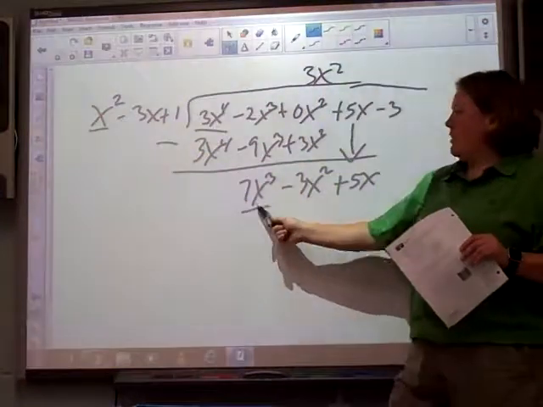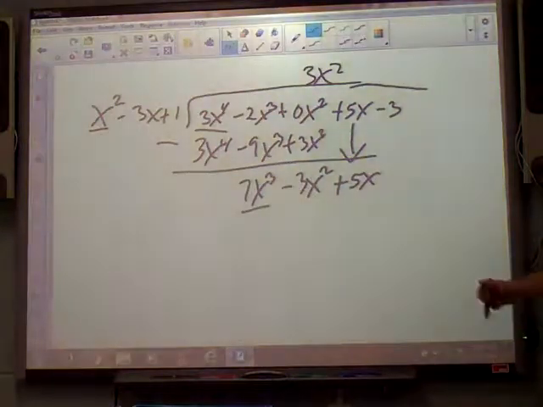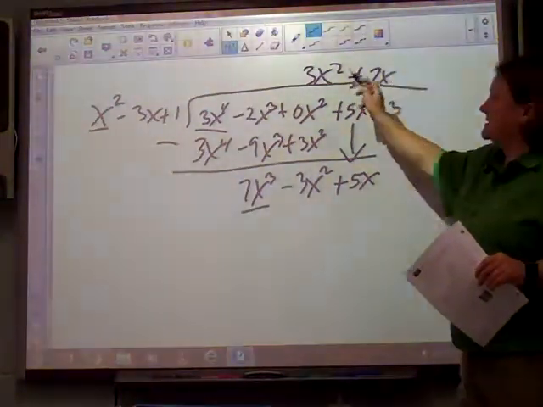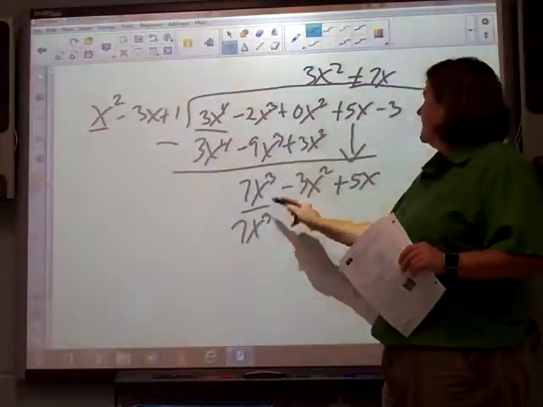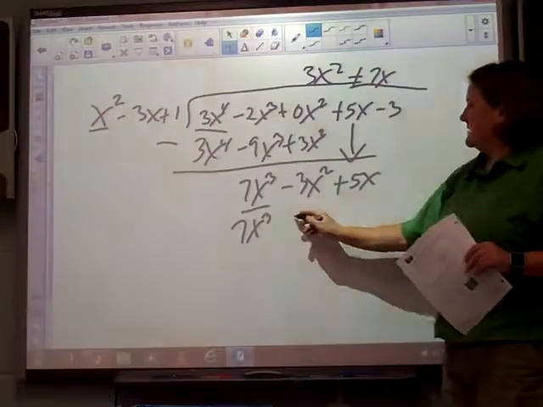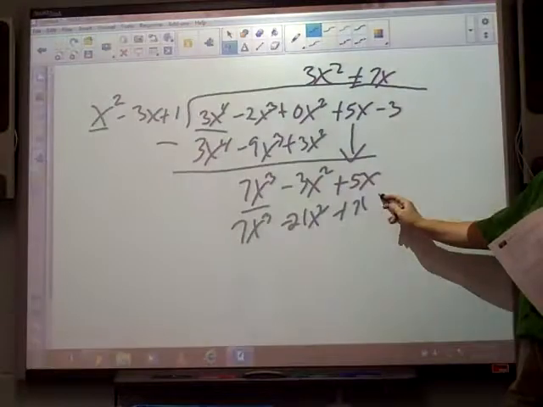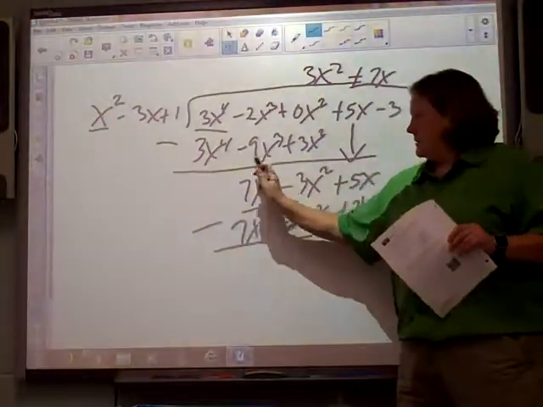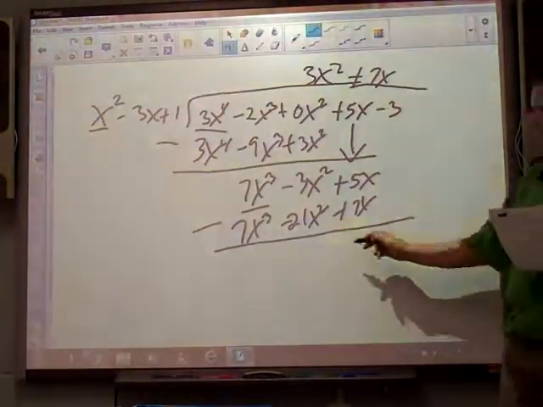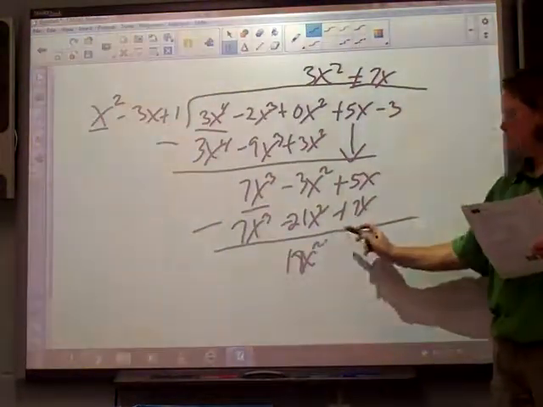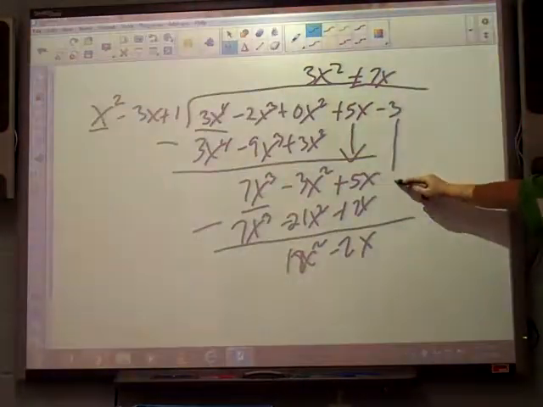X squared times what is 7x cubed? Good. You gotta distribute that 7x to all 3 of them. 7x times x squared. 7x times negative 3x. And 7x times 1. Gone. Negative 3 minus negative 21 gets me 18. 5 minus 7 is negative 2. Now bring down your negative 3.